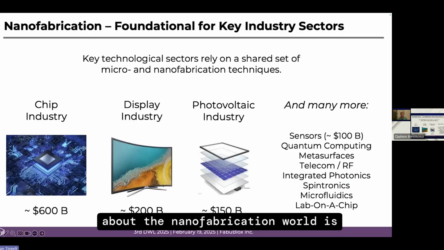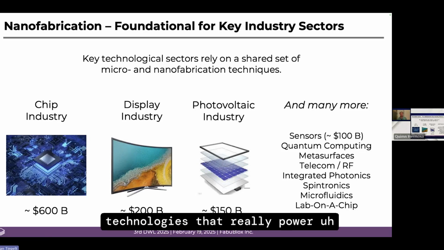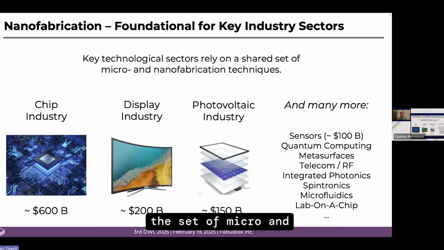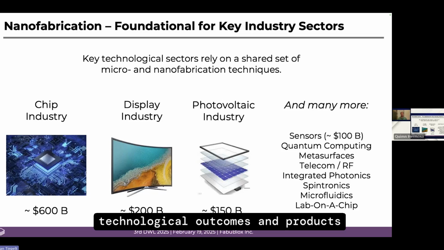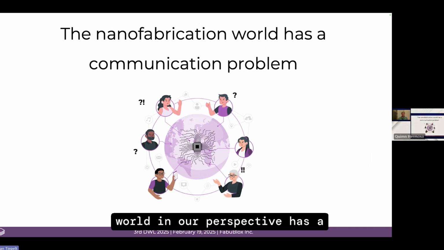What I always found fascinating about the nanofabrication world is that so many of us work together in the same spaces, using the same tools, working on fundamentally different technologies that power key industrial sectors. We share the set of micro and nanofabrication techniques, but the technological outcomes and products that we make are completely different. I think that's profoundly different from most other industries: the underlying processes and tools are very much shared, and yet, or maybe because of that, we don't really speak a common language. In other words, the nanofabrication world, in our perspective, has a communication problem, and I'll explain in a second what I mean by that.